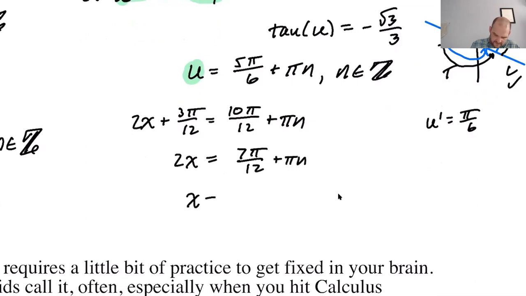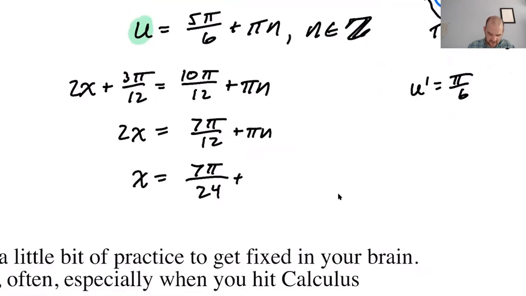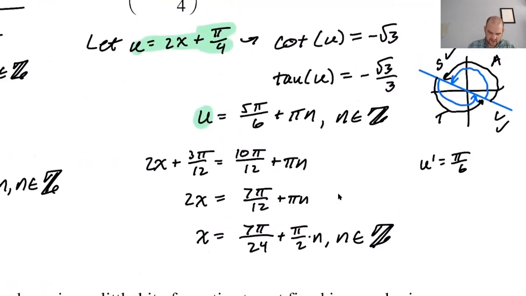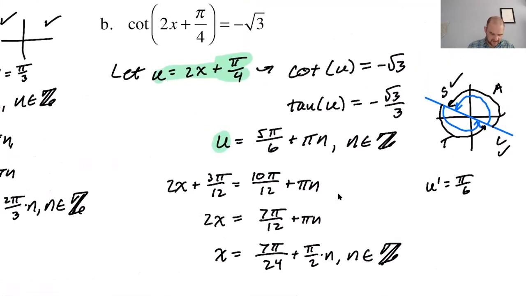And then x is 7 pi over 24 plus, and this is why you generalize as soon as possible. Generalize as soon as you know, basically when you're solving the u equation, right? When you're going to figure out what u is, generalize there, because anything that you have to multiply or divide by, it's got to go with your generalization also. So here it'll be pi over 2 times n, where n is an element of the integers.